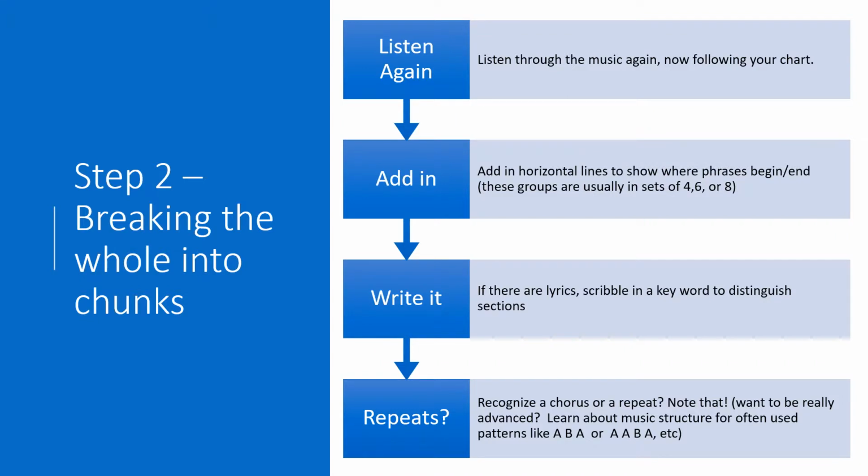Then I also tell them if they can write fast enough, then there are lyrics. You might scribble in keywords to distinguish different sections of the music. And when they start recognizing a chorus or a repeat, they might do that. So I'm not going to use a musical section this time, but I'm going to just go to our example.